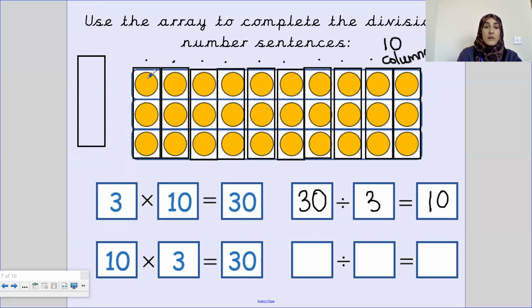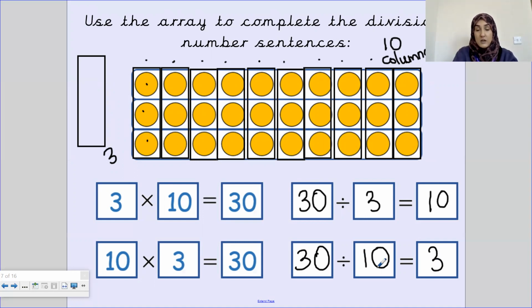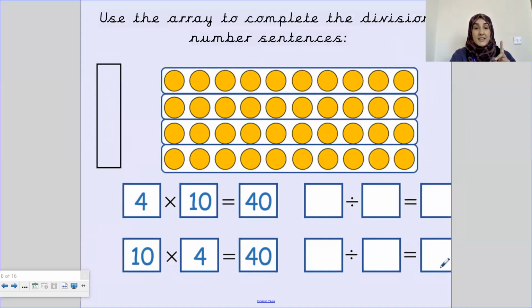Right. Now, how many counters are in each column? Can you count with me? Let's count. 1, 2, 3. So there are 3 counters in each column. 3 counters. Now let's complete my division number sentence. So I know that there are 30 counters altogether, and that is my number that I will start with, the total amount, and it has been grouped into 10 columns, okay, 10 groups. And how many counters do we have in each group? 3. Fantastic. So 30 counters divided into 10 groups or 10 columns equals 3 counters in each group. Now we're going to do the exact same for this question right here.